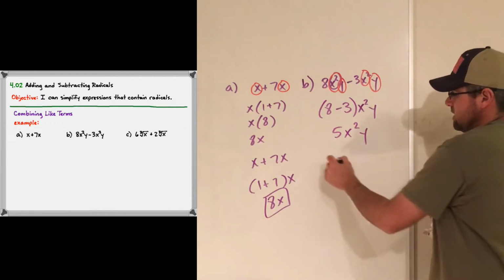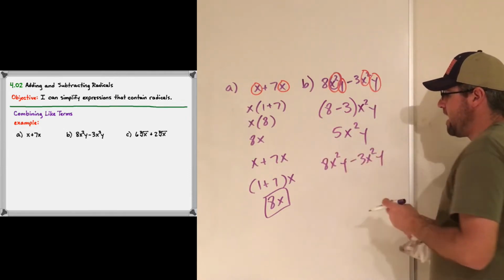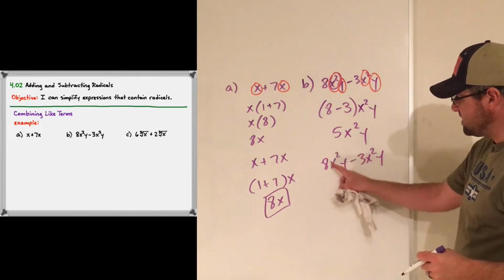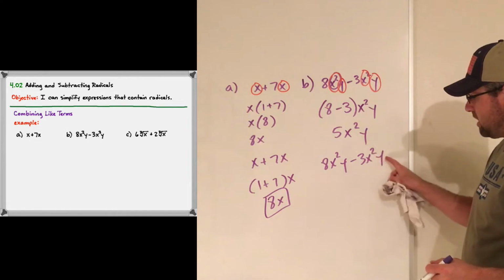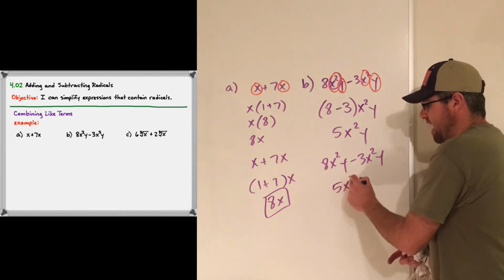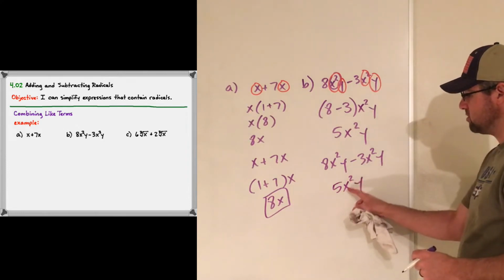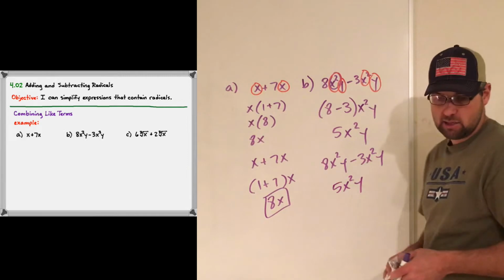Another way of looking at this is saying, let me rewrite the problem here. I have 8 of this thing minus 3 of the same thing. So how many do I have? Well, I have 5 of that thing. Notice nothing changed with the variables and the exponents. It's just how many do I have? And that's what it means to combine like terms.